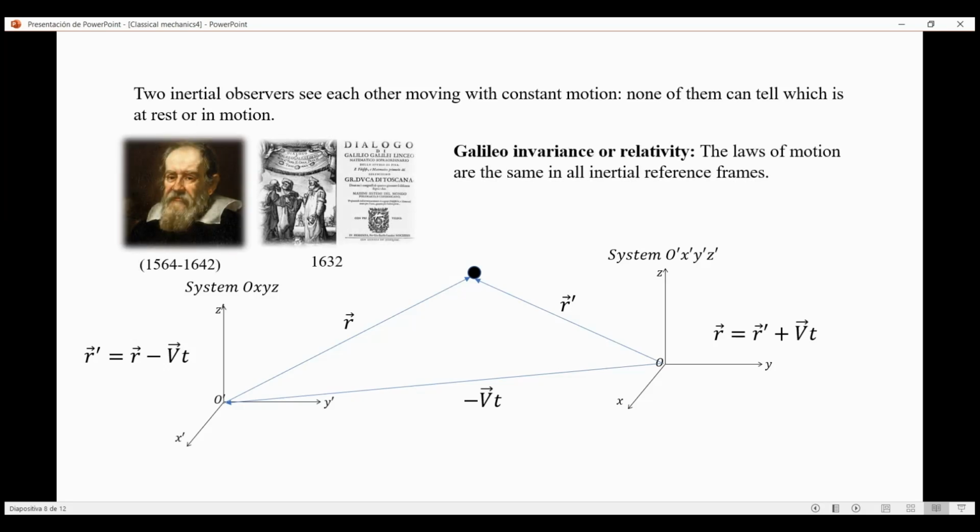Then, in the 17th century, the great Galileo Galilei comes along, and in his Dialogue Concerning the Two Chief World Systems in 1632, states that the laws of motion must be the same in all reference frames. He stated this using the example of a ship traveling at constant velocity on a calm sea. Any observer would not be able to tell whether the ship is moving and the sea is stationary, or the ship is stationary and the sea moving.